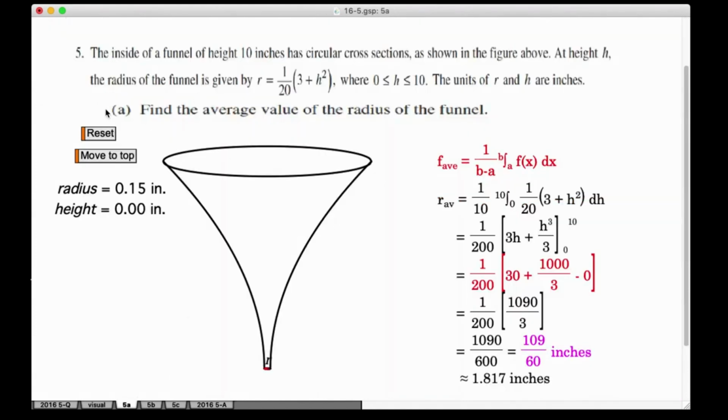So here we have this funnel. It says find the average radius of the funnel. Here's the general formula. It's generic, just some f average, but we want to apply it to the radius. So f average is equal to 1 over b minus a, the integral from a to b of f of x dx. Instead of f, we want the radius average, and that goes from 0 to 10. So 1 over b minus a is 10 minus 0, and the integral goes from 0 to 10.